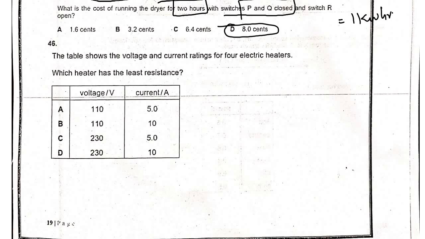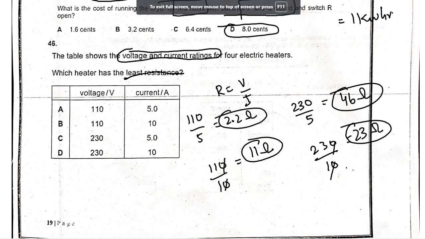Question number 46. The table shows the voltage and the current rating for electric heaters. Which has the least resistance? So we know that resistance is equal to V over I. So in all the options we divide the voltage by the current. So option A gives the least resistance. So the correct answer will be option A, that the voltage 110 and the current 5 will give the least resistance.